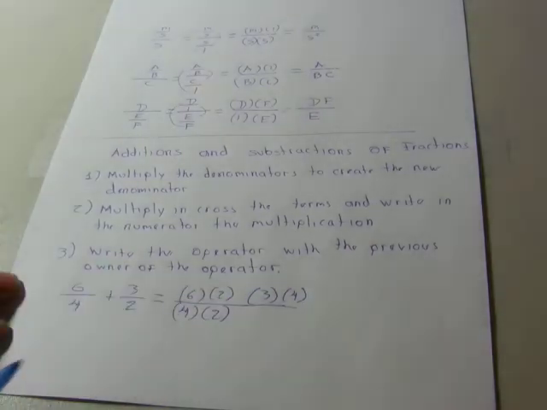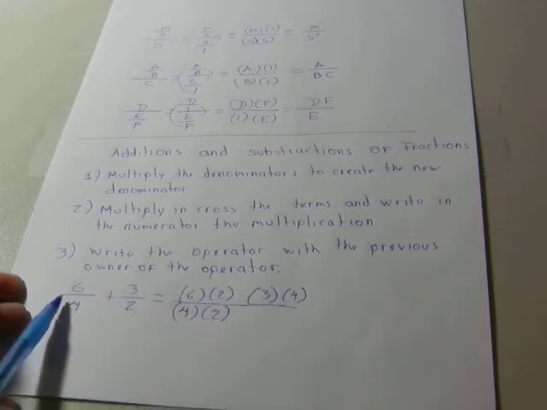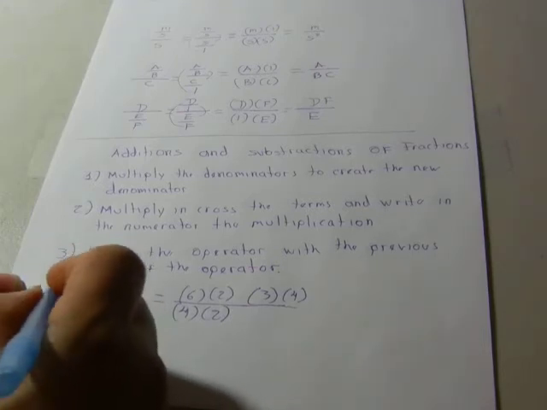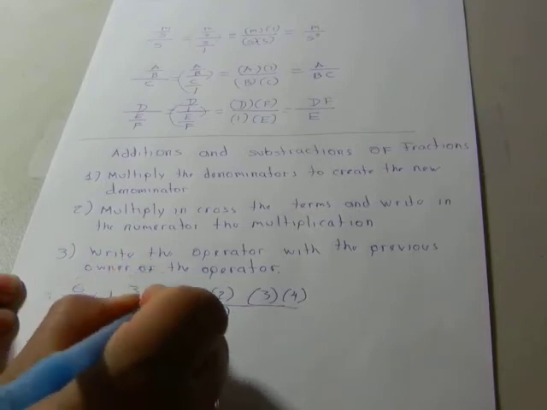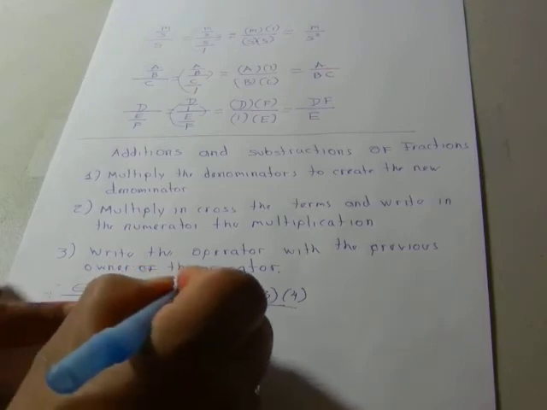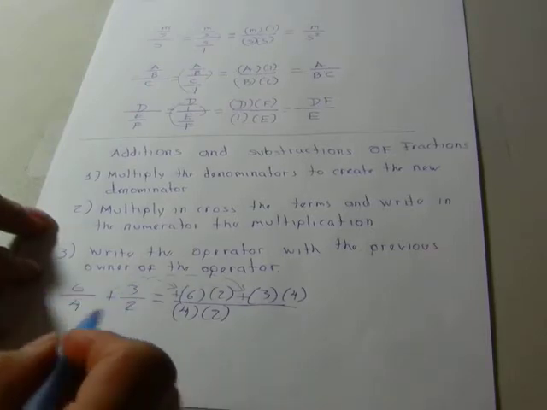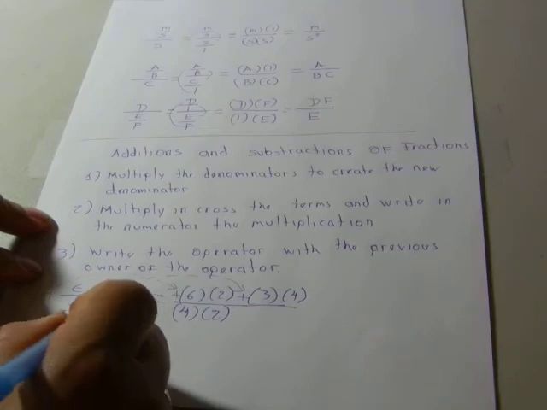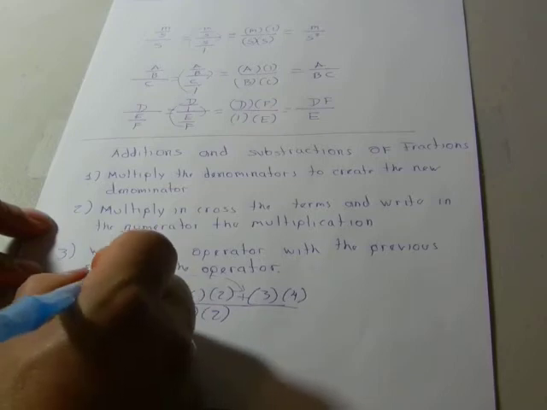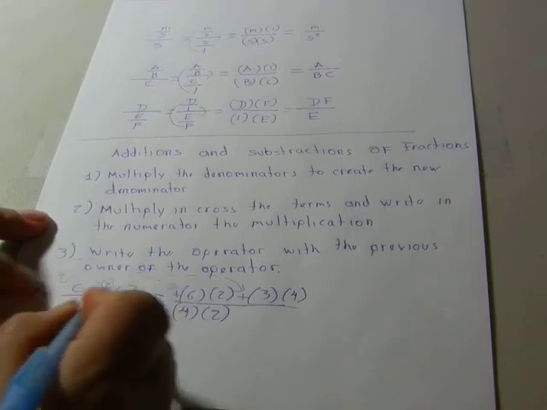Finally, step 3 will be detect and apply the correct operators with the previous owner. For example, 6 has a hidden plus here, so this is going to move to be part of this. And 3 has this plus that is going to move to this area. So again, step number 1 will be multiply the denominators. Step number 2 is multiply in cross. And step number 3 is move the operators.